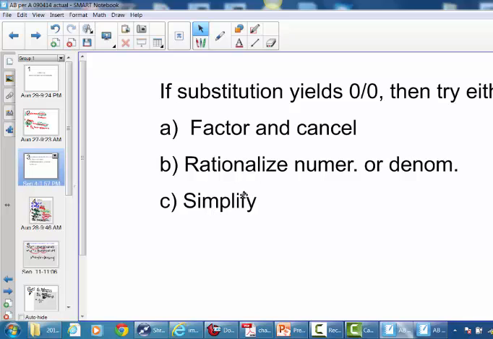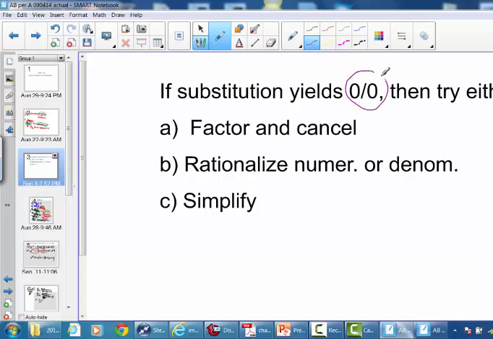However, there are many cases where instead of getting an actual real number, you will get some kind of a does not exist situation due to, for example, 0 over 0. So we're just going to concentrate on that for now. What happens if substitution yields 0 over 0? There are three options. You can try any one of these. I'm not saying you're doing all of these. It'll depend on the situation.